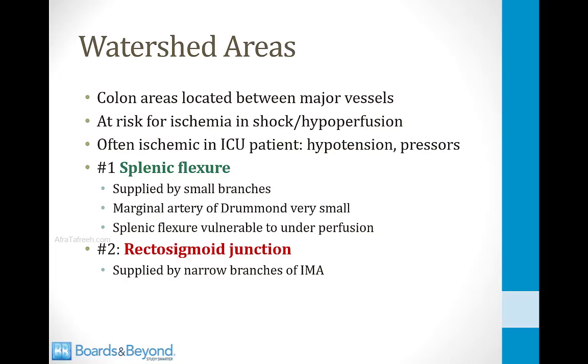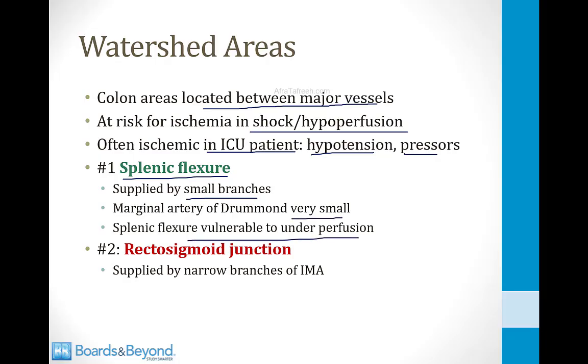These are parts of the colon that are located between the major vessels, and they're at risk for ischemia when there is systemic shock or hypoperfusion. Ischemia to these portions of the colon often occurs in ICU patients who are hypotensive and on pressors. The first watershed area is the splenic flexure. This is supplied by small blood vessels of the marginal artery of Drummond, and the marginal artery of Drummond itself is very small, and this makes the splenic flexure vulnerable to underperfusion.